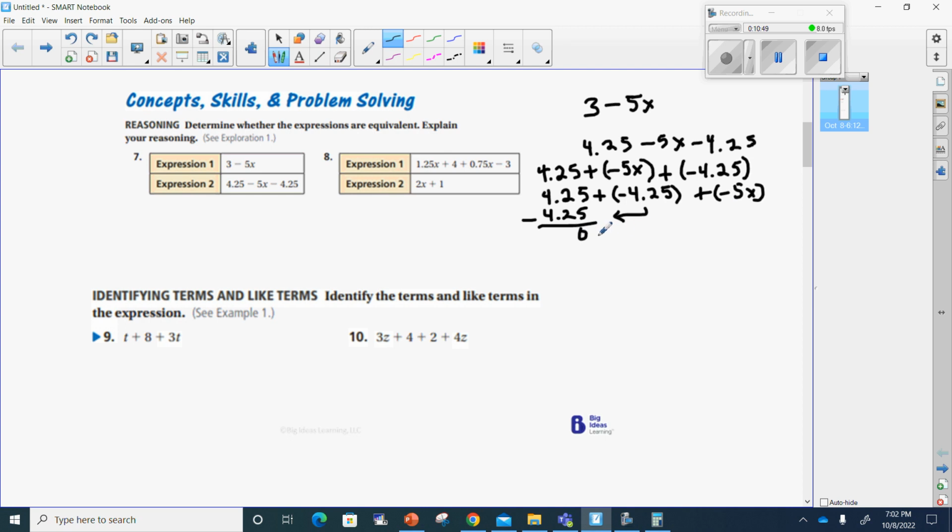Now I have 0 plus negative 5x. And 0 plus anything is the number, so this is just negative 5x. So my second expression is negative 5x. My first one is 3 minus 5x. So these are not equivalent. So no, they're not equivalent. Okay, because I'm just going to type this out.